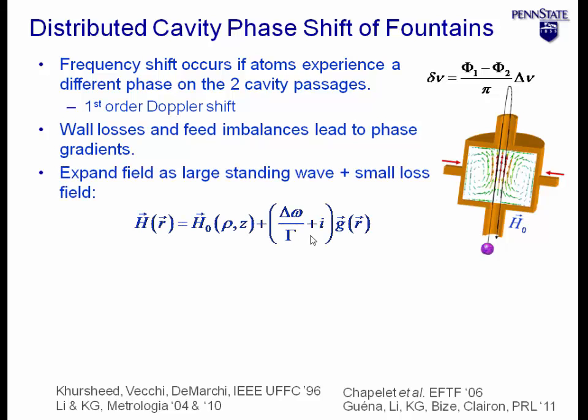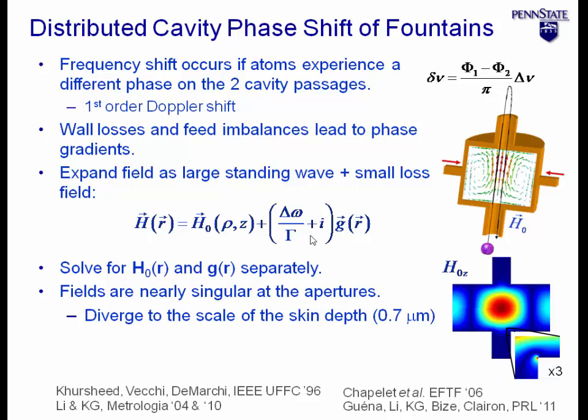The way that we treat this for the fountains is we expand the field as a standing wave, the thing that you would like, plus a loss field that accounts for the wall losses and the feeds. That's the standing wave plus the loss field. One of the key things that we do is to solve for both fields independently. The standing wave field is about 10,000 times larger than the loss field. If you don't solve for them separately, you have numerical errors from the standing wave field leaking into the loss field.